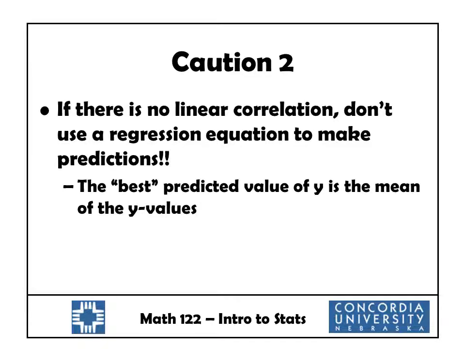If there is no linear correlation, then the quote-unquote best predicted value of y is simply the mean of the y values. So if I know a value of x, my best predicted corresponding value of y is simply the mean of the y values. I don't plug things into a regression equation. I don't use a straight line. I simply use the mean of the y values.